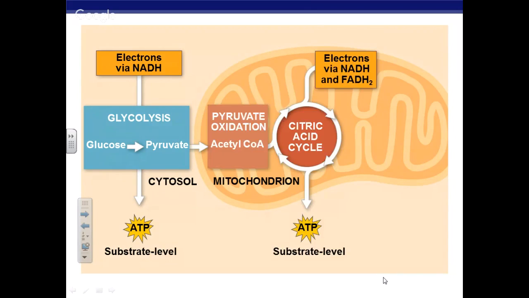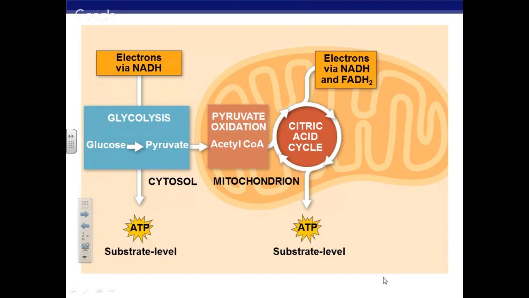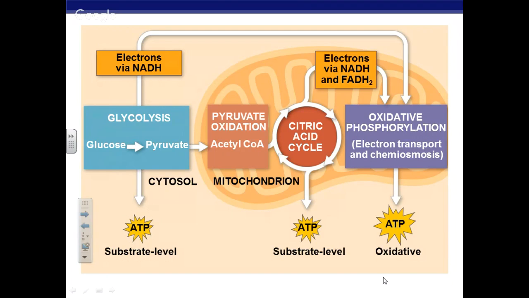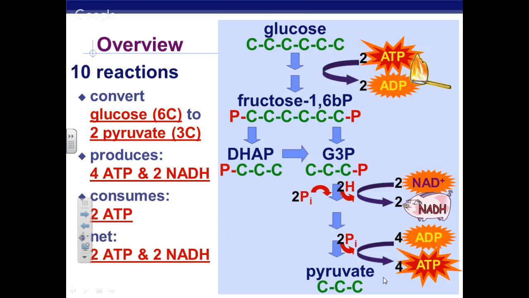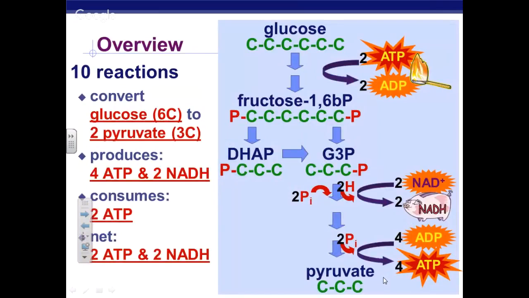Okay. So after we make our pyruvate, assuming there is oxygen present, and we're in a eukaryotic cell, we have mitochondria, then what has to happen is that the pyruvate moves into the mitochondria. We undergo pyruvate oxidation, and then the citric acid cycle, and then eventually oxidative phosphorylation. So right now we're going to talk about the pyruvate oxidation and the citric acid cycle.